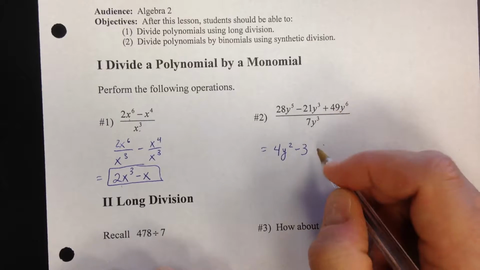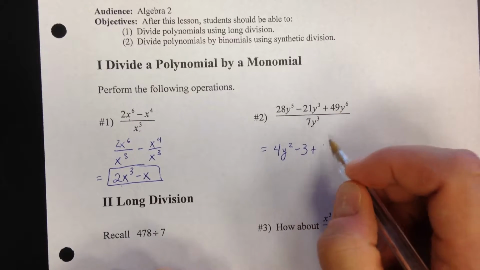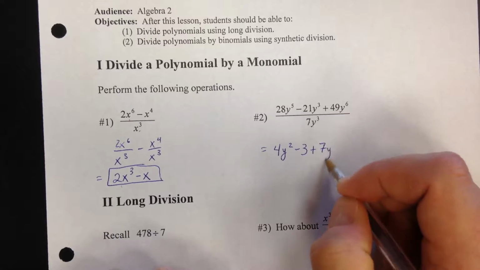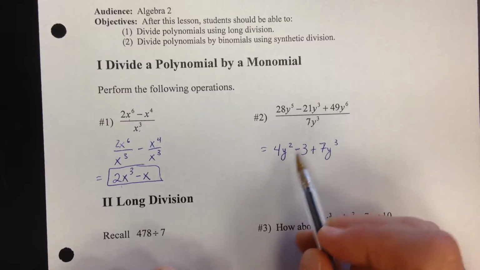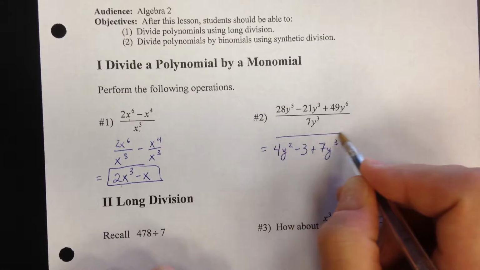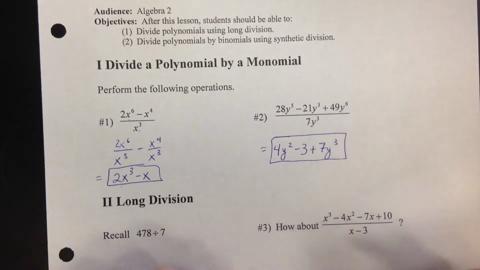So this is really just minus 3 times 1, or minus 3. And then plus 49 divided by 7 is 7. Y to the 6th divided by y to the 3rd is y to the 3rd. And again, if you look at your terms, that's as far as you can take it. We can't combine because they're not like terms.